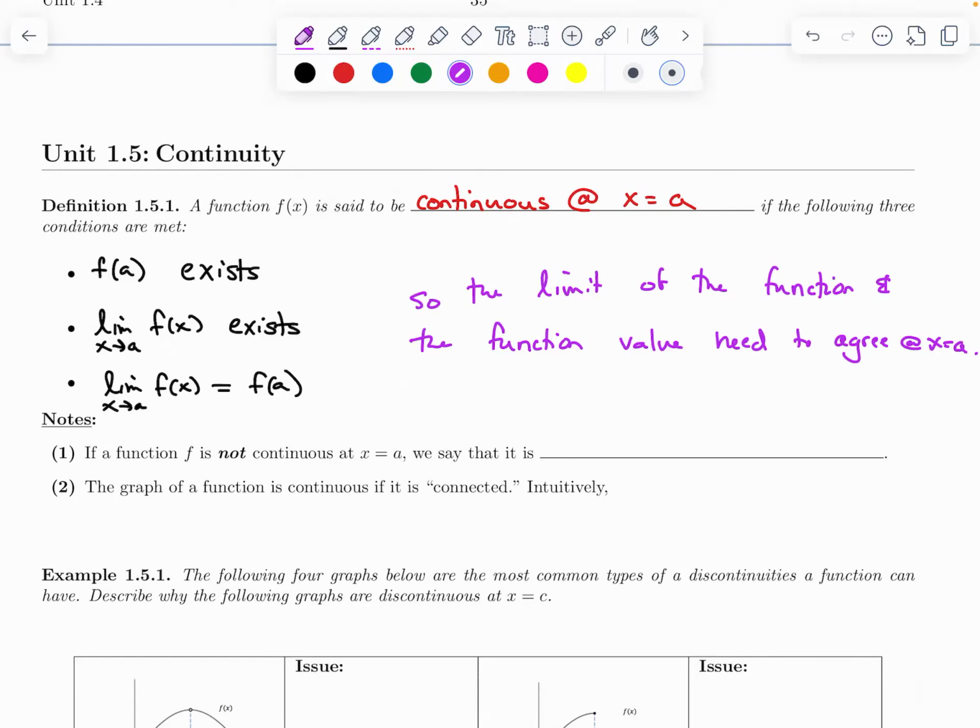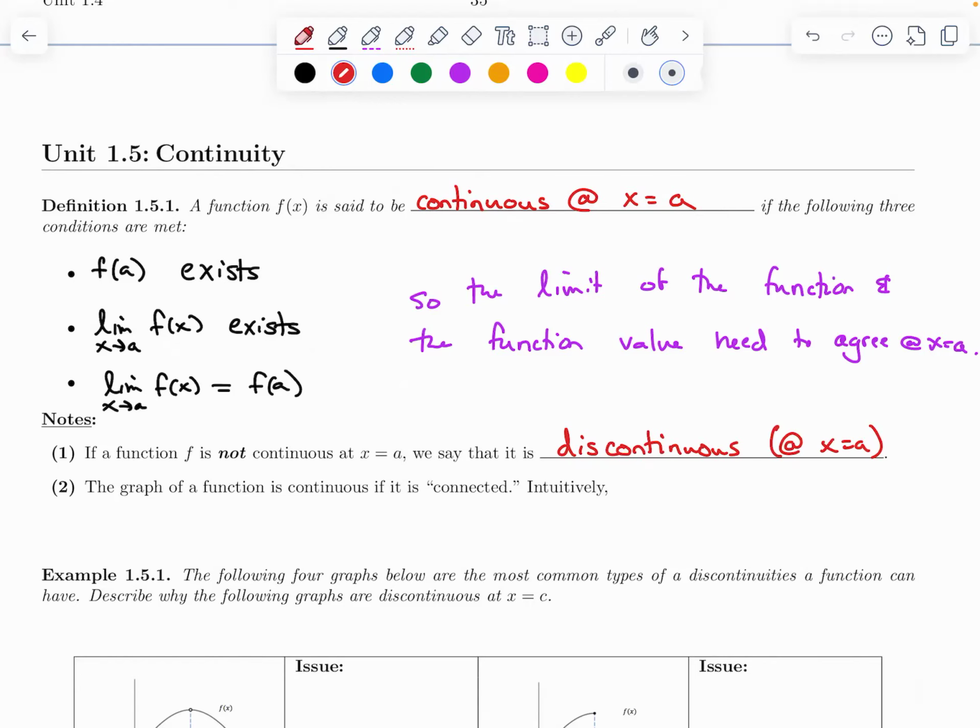If a function is not continuous, meaning that one of those three things has been broken, whether the limit doesn't exist, the function doesn't exist, or the limit and the function don't equal each other, if any of those things break, then we say that it is discontinuous at x equals a. The parentheses mean that if we all know what we're talking about, we can just say it's discontinuous there, and then we know where. But that's what it means to be not continuous, is to be discontinuous.